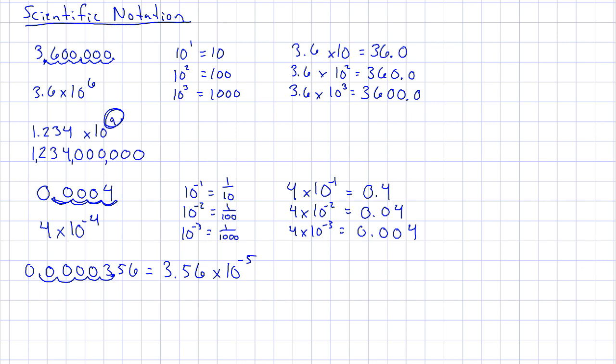So very small numbers have negative exponents, very large numbers have positive exponents, and that's one way to remember. Is it going to be big or small? Well, big numbers have positive exponents on the scientific notation. Really tiny numbers, decimal numbers, have negative exponents.